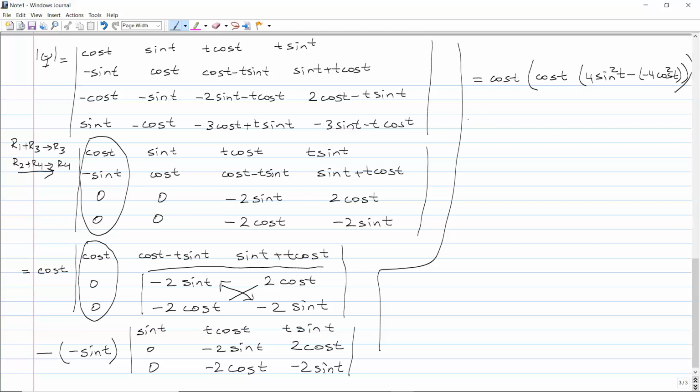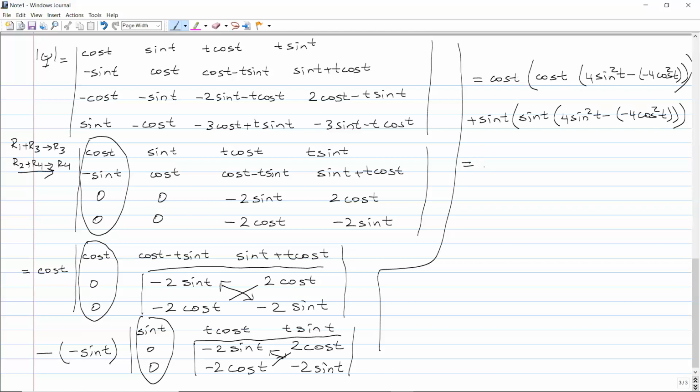Then plus sine t. Again, I'm going to expand this 3 by 3 determinant using the first column. So sine t times this 2 by 2 determinant. So the main diagonal, 4 sine squared t, minus the other diagonal, minus 4 cosine squared t.